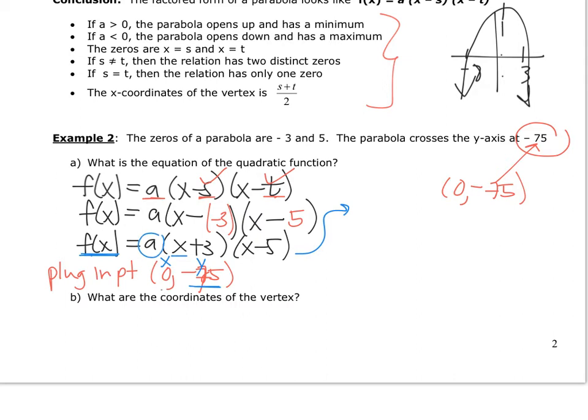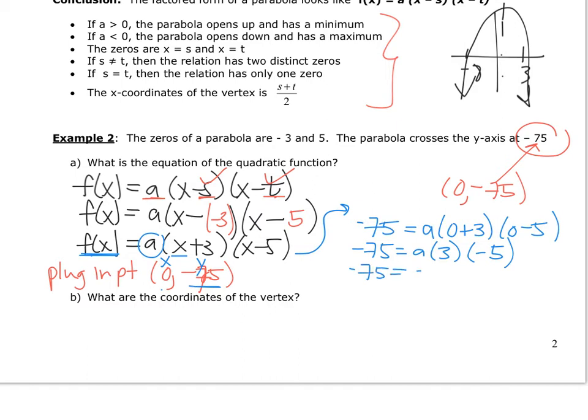So we have f of x equals, oh, sorry, I'm going crazy. We're replacing f of x. Let me erase that. Okay, so instead of f of x, I'm writing negative 75 equals, I have my a here. Instead of x, I'm writing 0. So I've got 0 plus 3 and 0 minus 5. So let's solve this thing. We've got negative 75 equals a. 0 plus 3 is just 3. 0 minus 5 is negative 5. I can keep on simplifying. Negative 75 equals a times 3 times negative 5, which is negative 15.